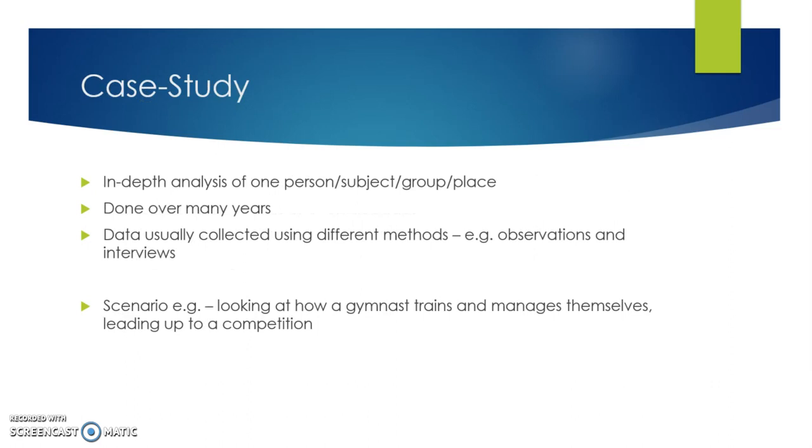Another type of design that can be used is a case study. Now this is an in-depth analysis of one person or group or place, which is done over many years. The data that is collected is usually gathered using different methods, such as observations and interviews. An example scenario could be looking at how a gymnast trains and manages themselves leading up to a competition.